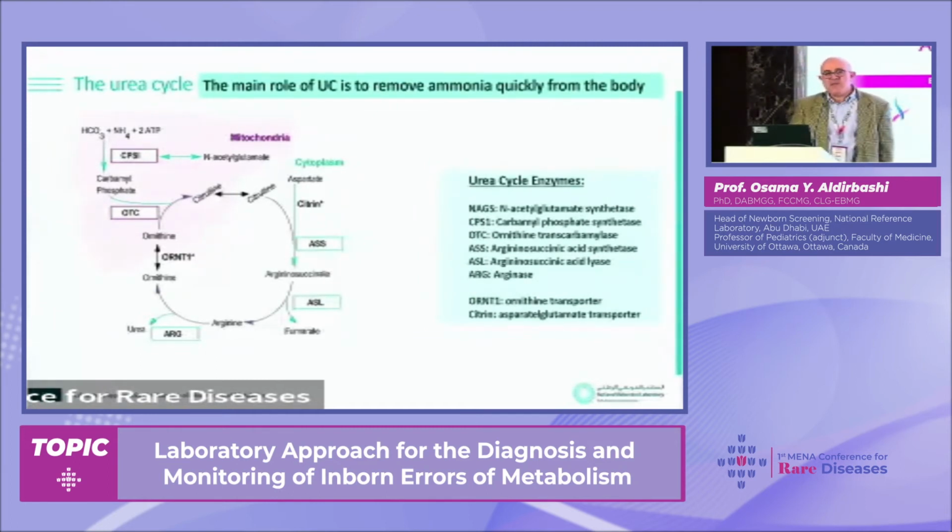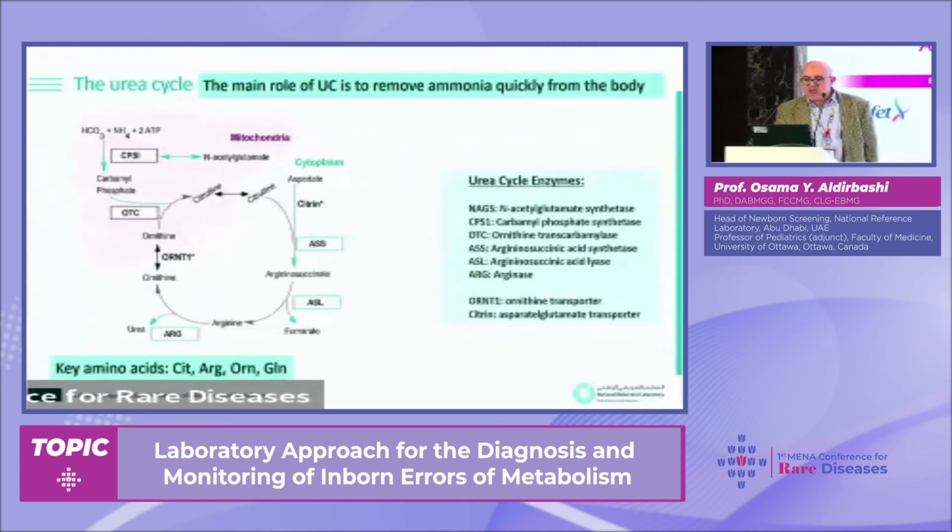Now, the key amino acids to look at when we are working up hyperammonemia is mainly citrulline. Citrulline could be high or low, and high tells us a few things. When it's low, it tells us about other things as well. And also we look at arginine and ornithine, glutamine, etc.